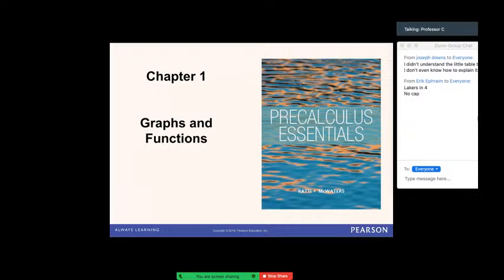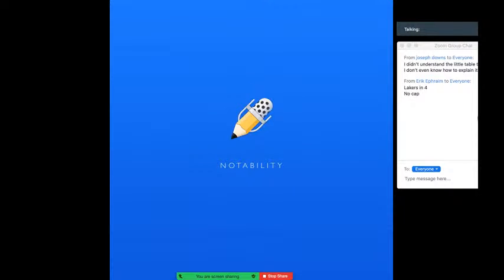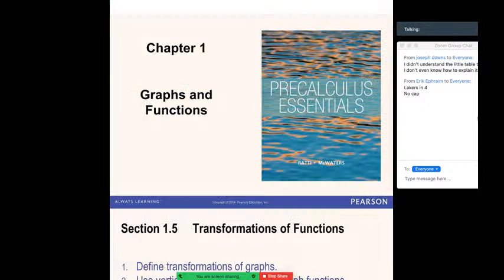This should be week 6, I believe it is. And actually, let me do this. I just realized this isn't the right file. Let me duplicate this one and change the title. So this is week 6, 1.5 transformation of functions.